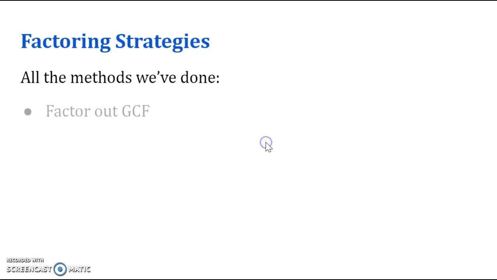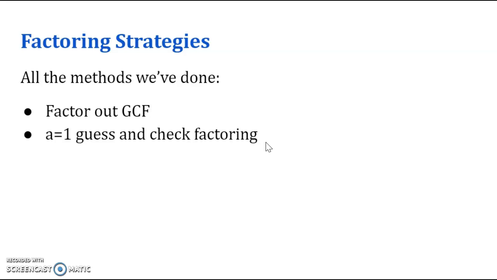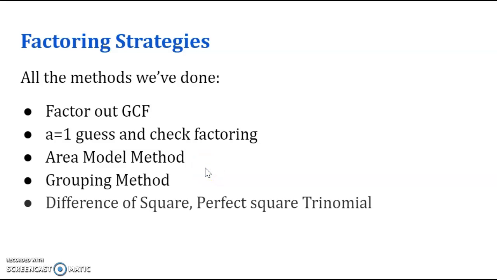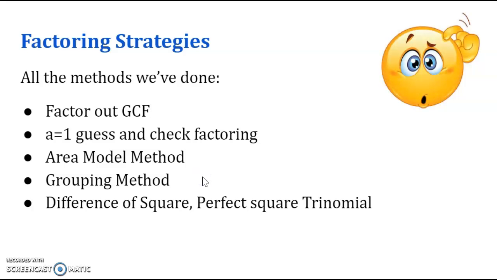All right, so let's finally talk about some factoring strategies, all the methods that we've done so far. That's factoring out GCF. When a is equal to 1, we use guess and check for factoring. And then we also learned about area model and grouping method. And then finally, difference of squares and perfect square trinomial. Those are many different strategies, right? How do you know which one to use? Well, which is the easiest?